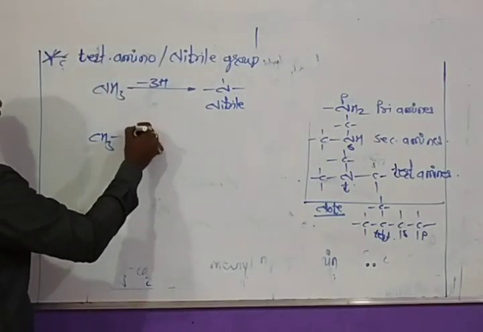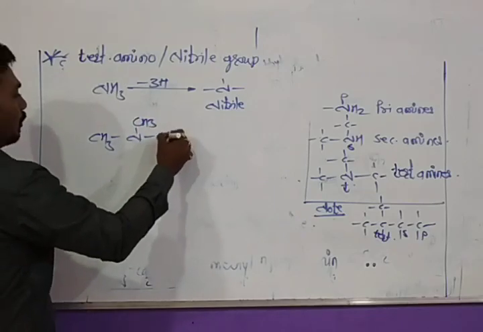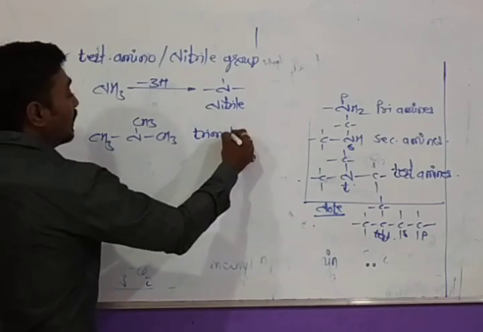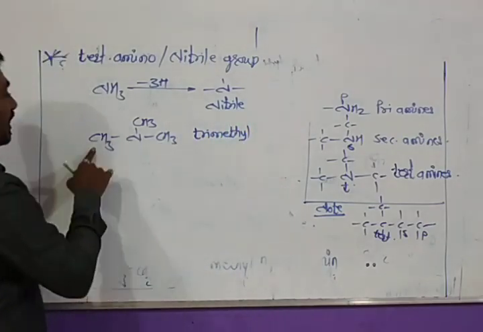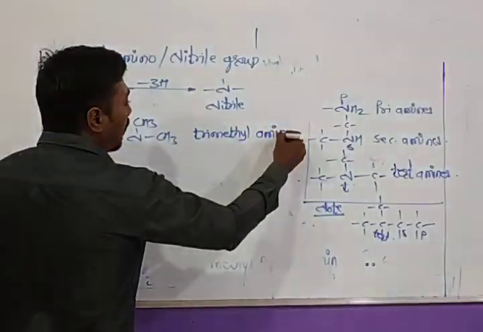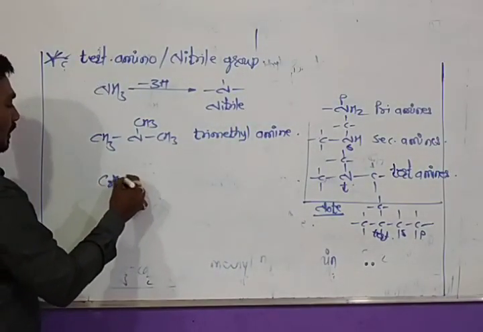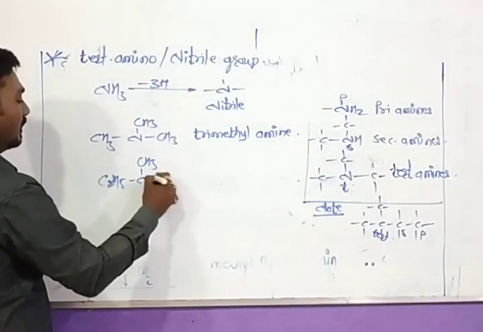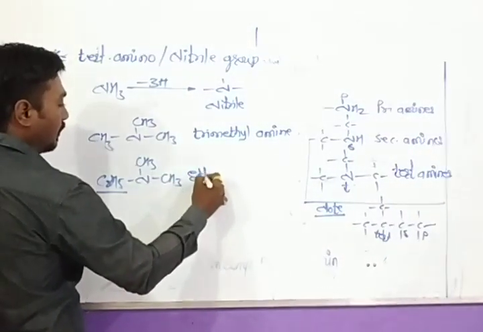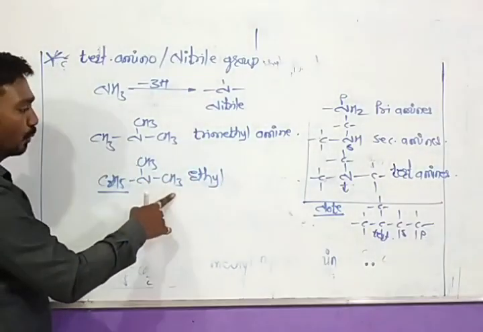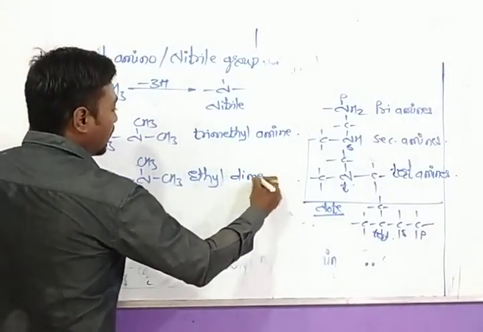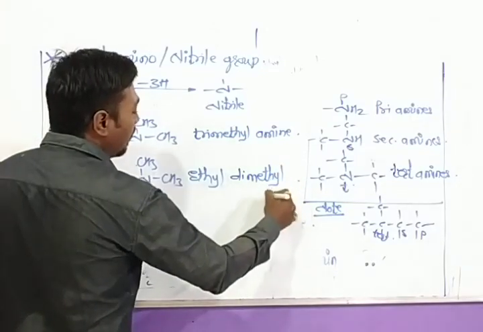Look at these examples. According to the name of the alkyl group, this will be a trimethyl. How many methyl groups are present? Three. Therefore, this will be a trimethyl amine. And this compound will be, yes, alphabetically E comes first, then M, ethyl. And how many methyl groups are present? Two. Then, right, methyl, dimethyl. So this compound will be an ethyl dimethyl amine.